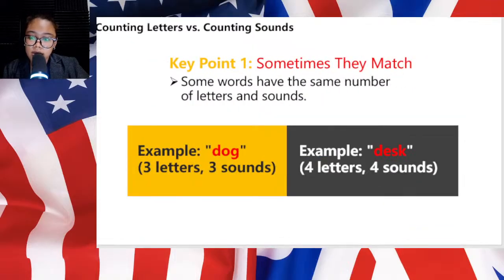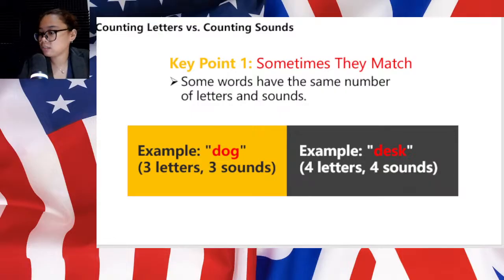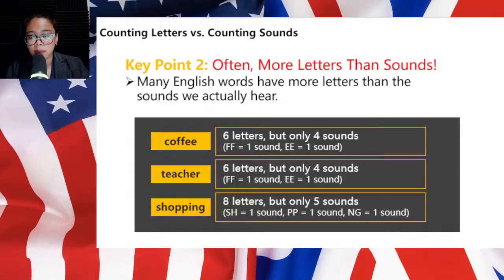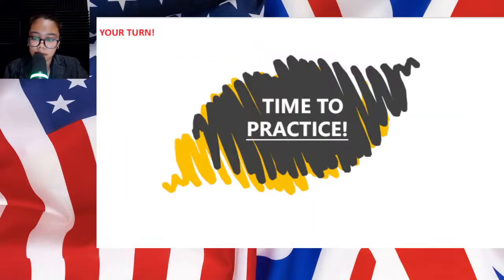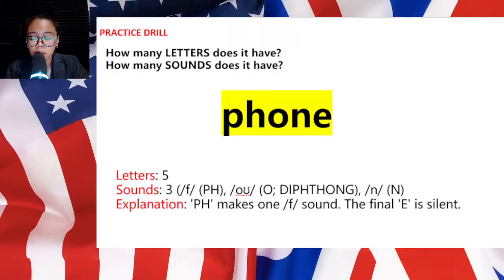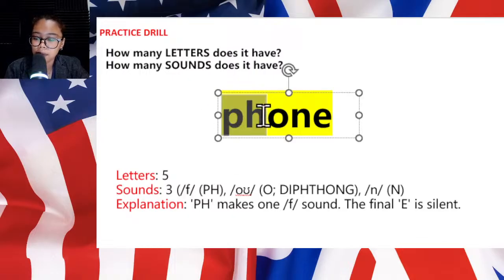But there are also words where it matches, where it has the same number of letters and sounds, like dog. Three letters, three sounds. But often there are more letters than sounds. Phone is an example of that. There are five letters but only three sounds. We've already talked about the PH for F. That's the first sound. O for the second sound and N for the third sound.